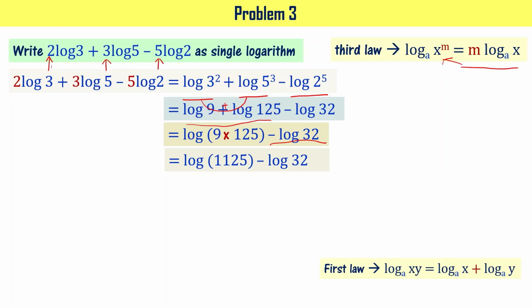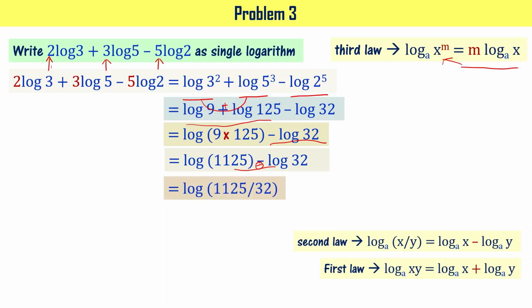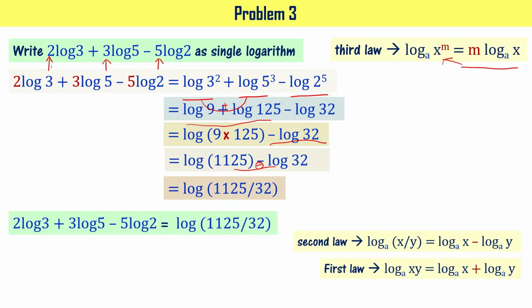Now, if you observe these two, I have a minus sign here, right? It means I can apply the second law. As per this, I can write log of 1125 minus log 32 as log of 1125 divided by 32, right? This is what we are looking for, right? So to answer the question, we can write now 2 log 3 plus 3 log 5 minus 5 log 2 equal to log of 1125 divided by 32. I hope you understood this problem.